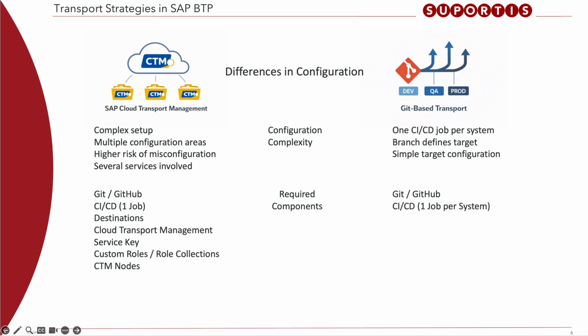On the right side with Git-based transport, the setup is much leaner. We need Git, GitHub, and typically one CI/CD job per system. No additional transport service, no nodes, no extra destination for system-to-system transport. The architecture stays simpler and more transparent.